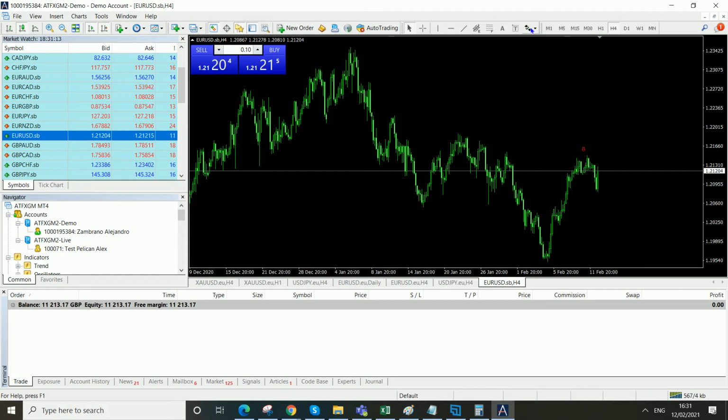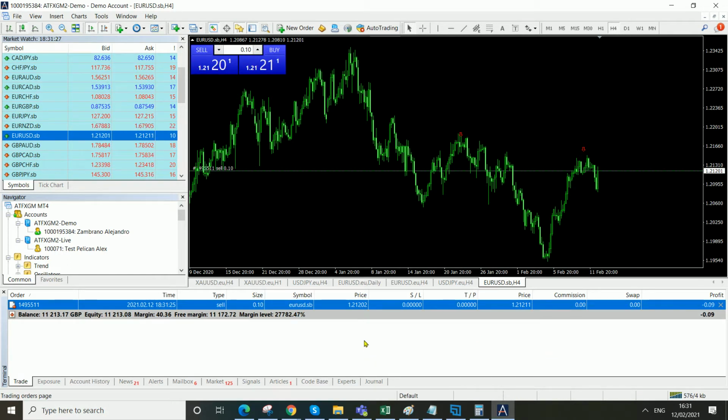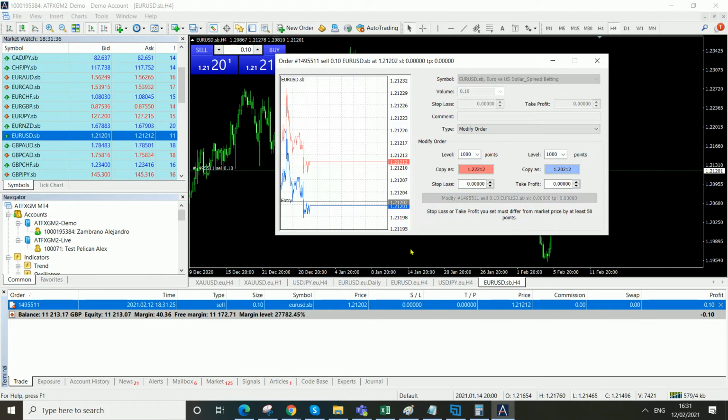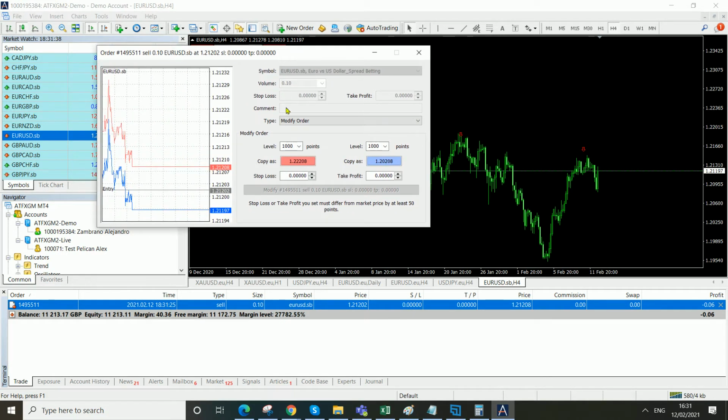You have that high there, and then you have another high here. So in general we are dealing with a downtrend, and people would usually be happy to sell as long as we're on a downtrend. So here, just for the sake of it, I would just sell. So I just sold here 1 mini lot in the Euro USD. You can see my entry price at 121.20, and you see stop loss is 0 and take profit is 0. So here, I would just double click there, and then I can put whatever I want. So I can put the actual level I want.